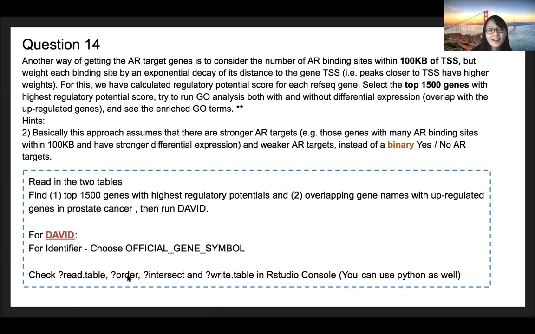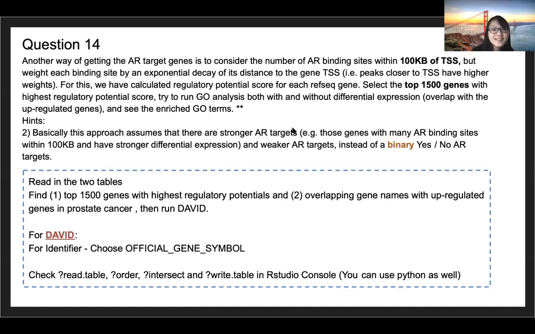Take a look in the R console at the documentation of these commands, and then you need to write only the gene names for DAVID to work. Okay. And again, we ask you to do this top 5,000 genes alone, and also overlapping them with those differentially expressed genes. So this is a way of integrating with the RNA-seq result, right?